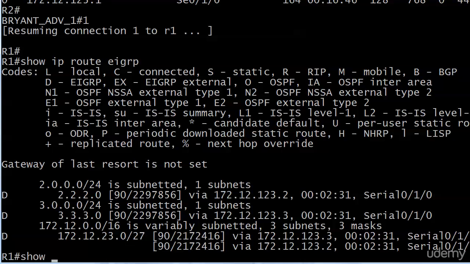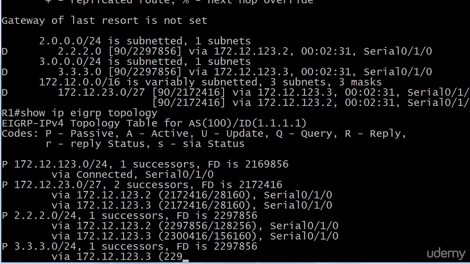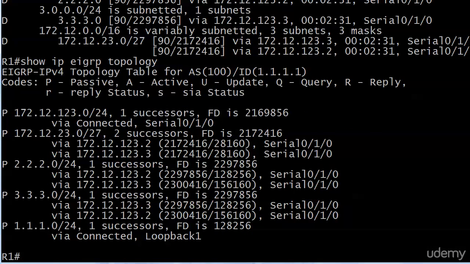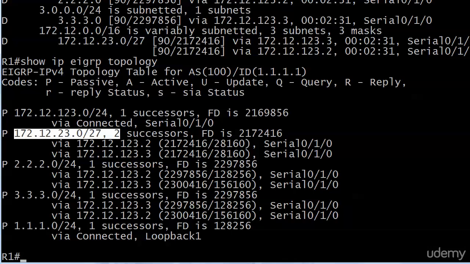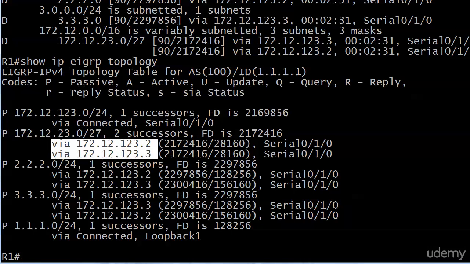But right now, let's take a look at our topology table, because here you're going to find your successor and your feasible successors. You're not just going to find the successor routes here. And you can see for the entry for that shared Ethernet segment, the one where we're performing equal cost load balancing, you see two successors. And yeah, you can actually have more than one successor, and that means that you are actually using equal cost load balancing if you've left all the defaults alone.